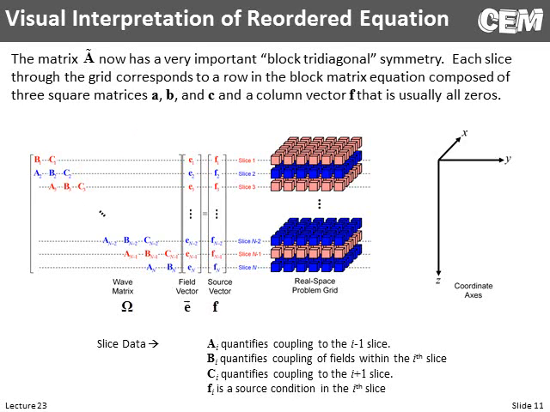Now, I don't think we could derive any more meaning than that. We just know that for a given slice, A describes coupling to the previous slice, B describes coupling within the slice, C describes coupling to the following slice, and F is a source condition that may be incorporated into that slice. We didn't have this Bloch tridiagonal form for the original way we formulated finite difference frequency domain. When we reordered it, now we do have this Bloch tridiagonal form.